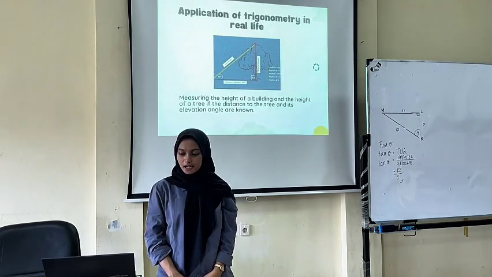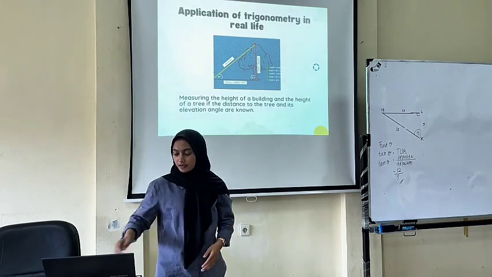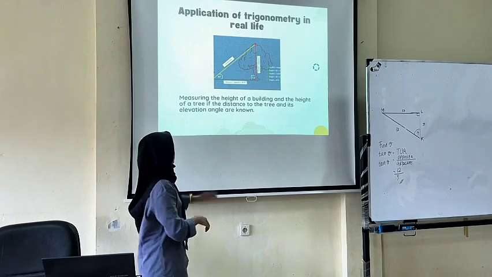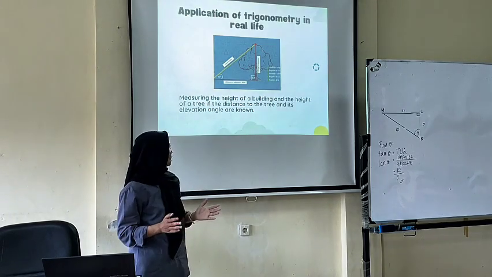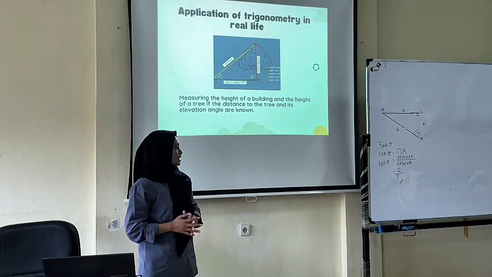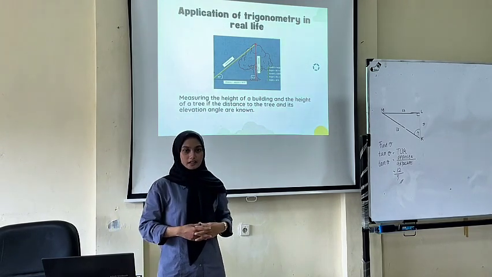Trigonometry has applications in real life. For example, measuring the height of a building and the height of a tree, if the distance to the tree and its elevation angle are known.